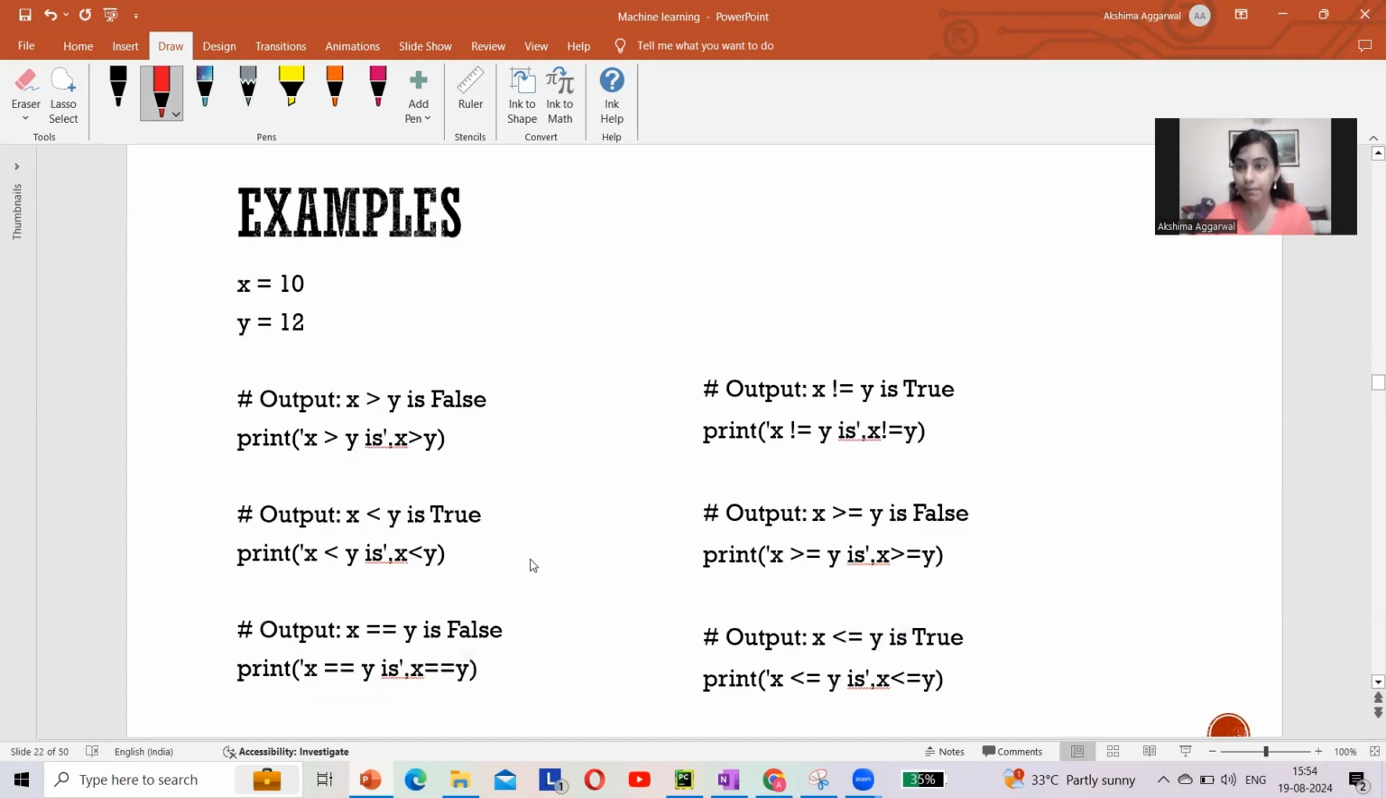There are some examples of the usage of the comparison operators. If x is greater than y, it is false because x is 10 and y is 12. These are some simple examples.